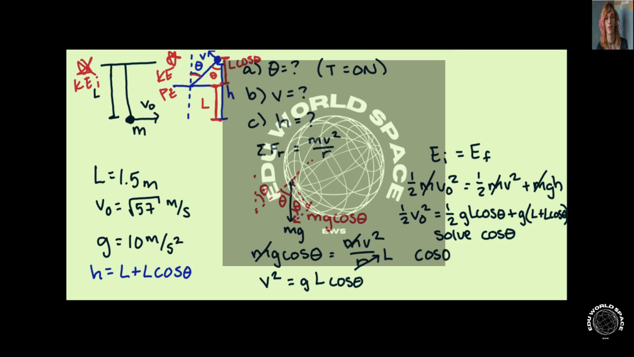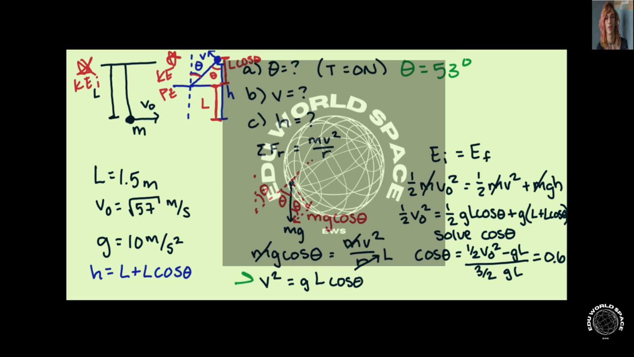And you should get that cosine of theta is equal to 1/2 v naught squared minus g times L, all divided by 3/2 g times L. Or at least that's the way that I chose to simplify it. And you plug all of that in and you get that cosine of theta is 0.6. Doing inverse cosine, you can get that theta is equal to 53 degrees, because 53 degrees is inverse cosine of 0.6.